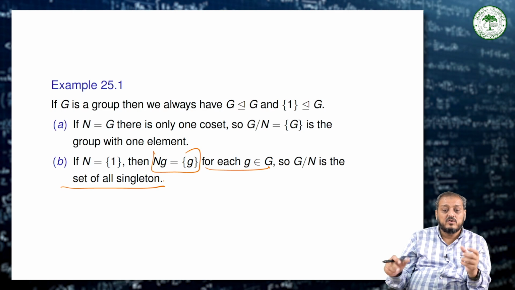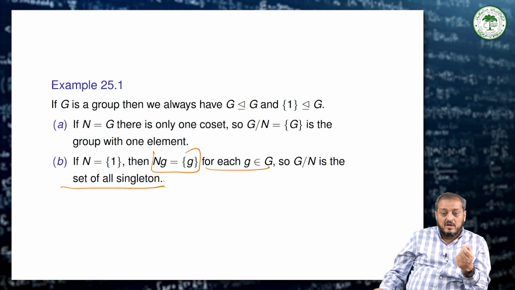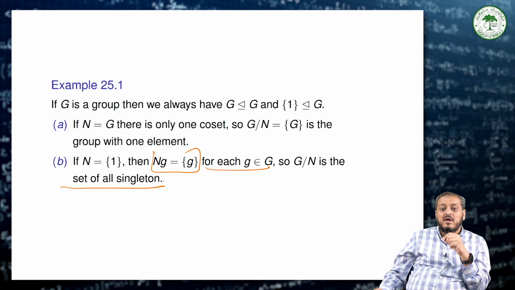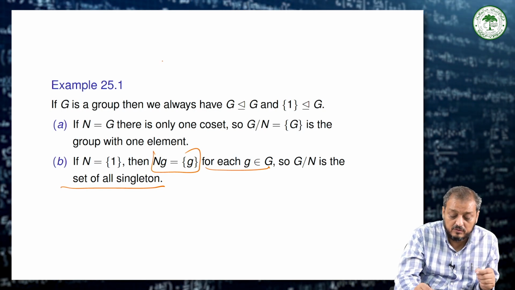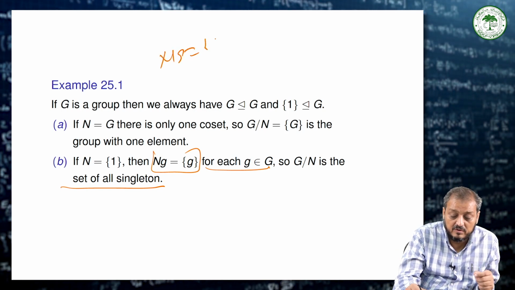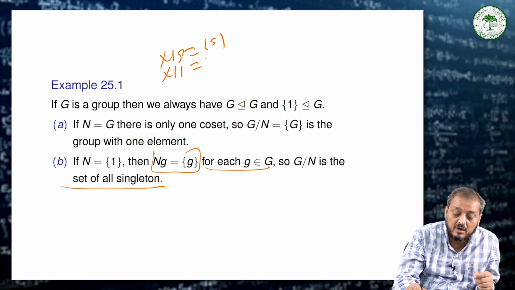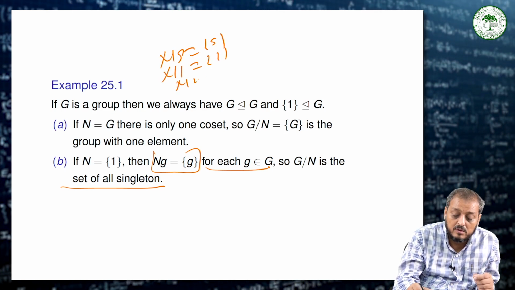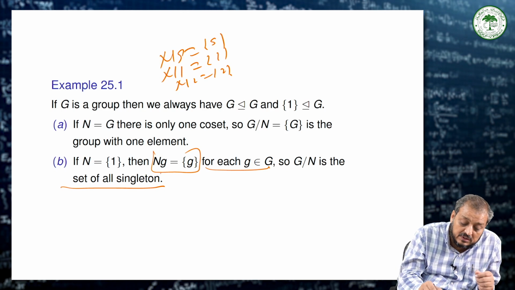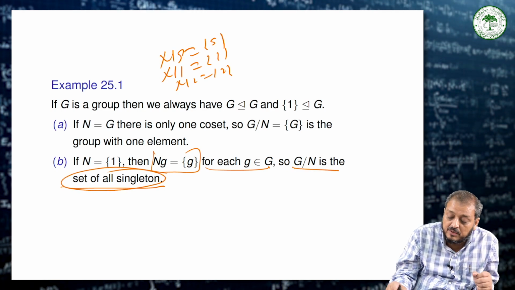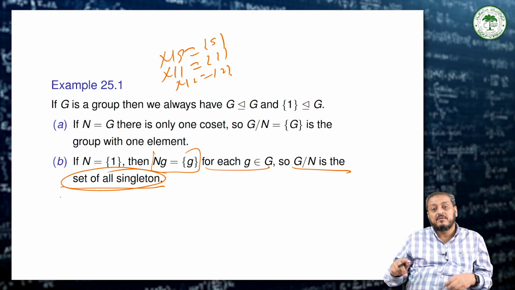So n is equal to 1, you have to multiply it by a, you get a, multiplied by b, na, like this. You have to write aN = {ag}, so suppose n1 is equal to a1 and n2 is equal to a2. So G/N is the set of all the singleton elements.